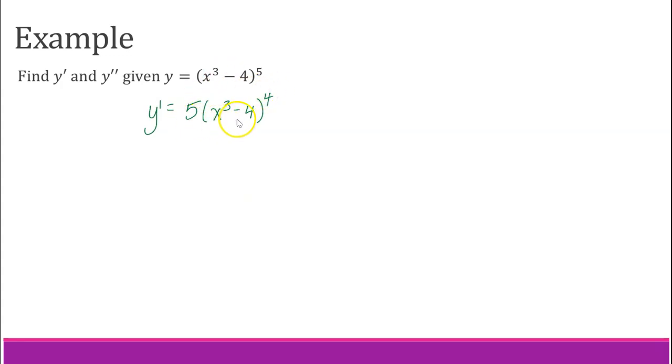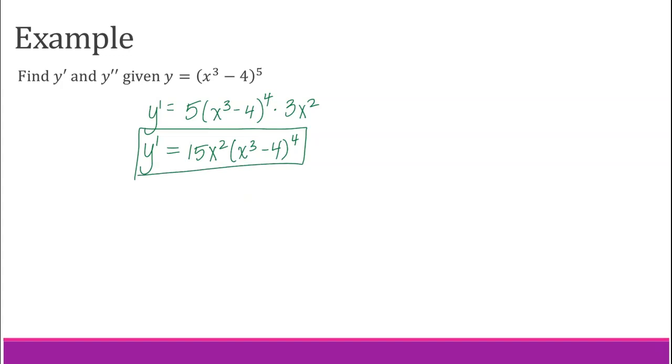So 5, the inside to the 4th. And then the rest of the chain rule says multiply by the derivative of the inside. So the inside of the original function, x cubed minus 4, has a derivative of 3x squared. So times 3x squared. And we will simplify this by multiplying 5 times 3x squared to get 15x squared times the quantity x cubed minus 4 all to the 4th power. So this is y prime.